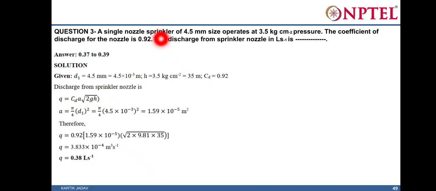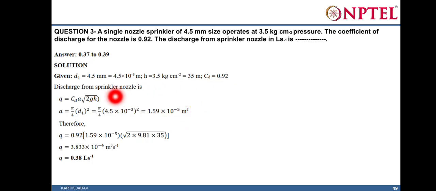Third question. A single nozzle sprinkler of 4.5 mm size operates at 3 kg per centimeter square pressure. Coefficient of discharge for nozzle is 0.92. The discharge from sprinkler nozzle in liter per second is dash. So we know that it is given by the orifice formula, that is Q is equal to CD A under root 2GH. So A is equal to pi by 4 D square. So D is given as 4.5 mm. Let's convert it into meter. So pi by 4, 4.5 into 10 to the power minus 3, that squared is equal to 1.59 into 10 to the power minus 5 meter square.